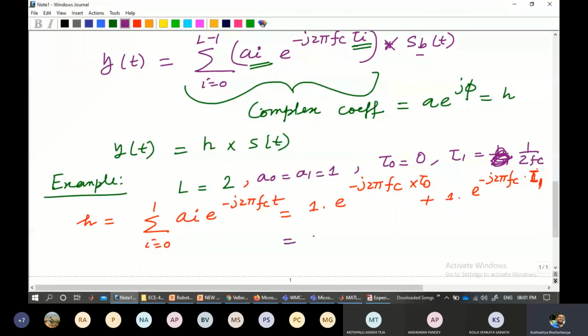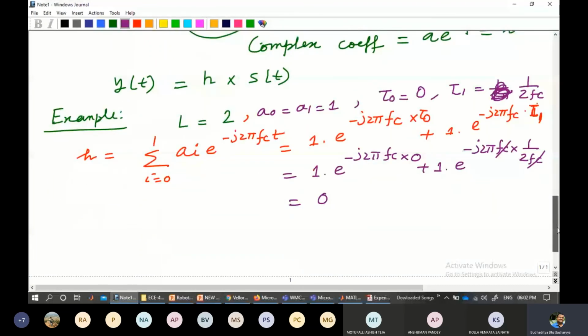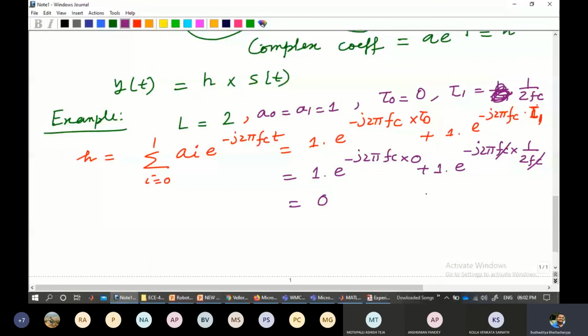So again, e to the power minus j 2 pi fc multiplied by tau 0, which is 0, plus 1, again the amplitude a1 comes in, e to the power minus j 2 pi fc multiplied by 1 by 2 fc. So fc gets cancelled, and the overall calculation leads to e to the power minus j pi, which gives minus 1. This is plus 1, so plus 1 minus 1 is 0. So for L equal to 2, understand the consequence.